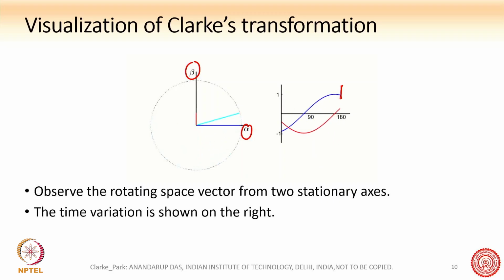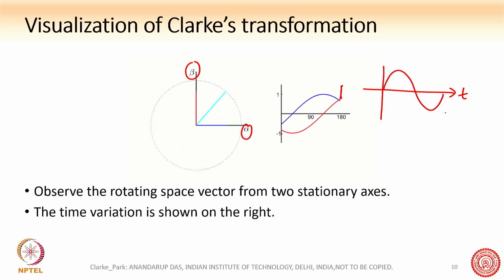Now one of the things you should note is that the beta axis is leading the alpha axis in space by 90 degrees, but if you see the projection, the value of I alpha is going to lead the value of I beta by 90 degrees in time. So with respect to time, you will see I alpha is here, and I beta is 90 degrees lagging.